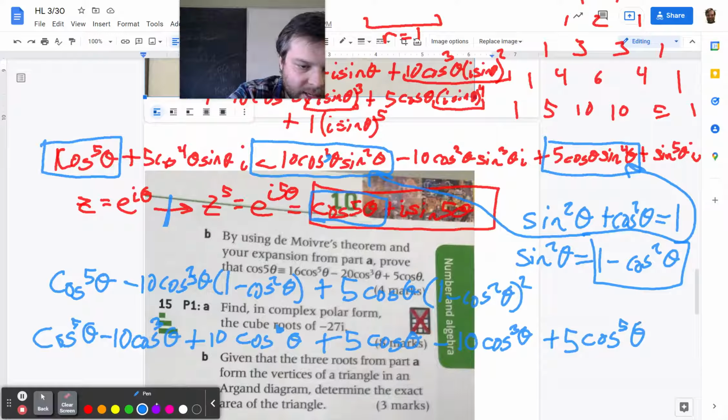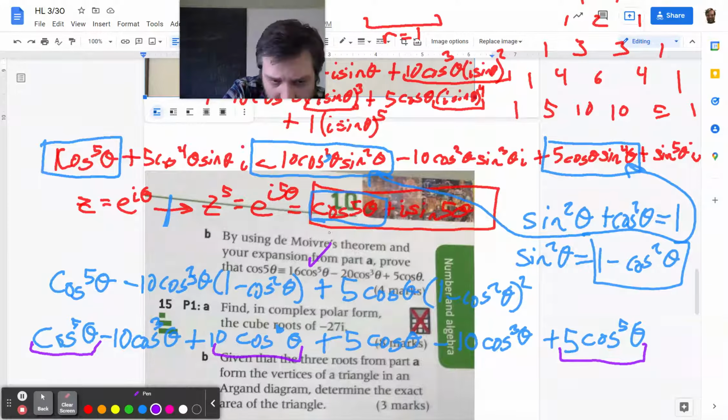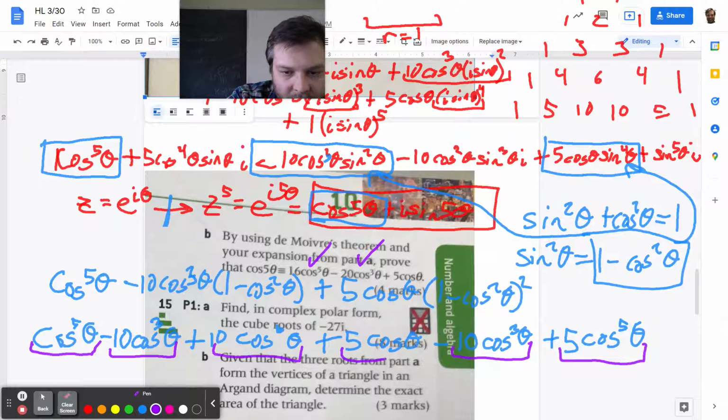So collecting like terms then, I see we have 1 cosine to the 5th, 10 more cosine to the 5th, and 5 more cosine to the 5th. So that's 16 cosine to the 5th. Counting up my cosines to the 3rd, I have negative 10 here, negative 10 there, that checks out, and 5 cosine theta checks out right there.